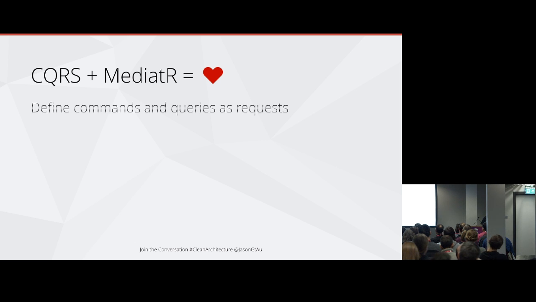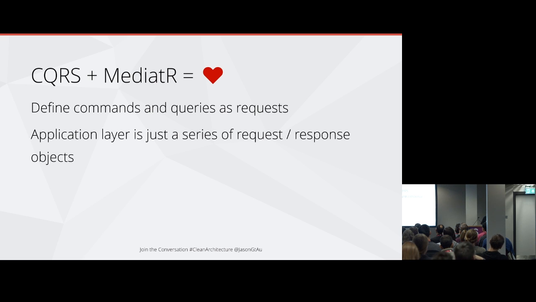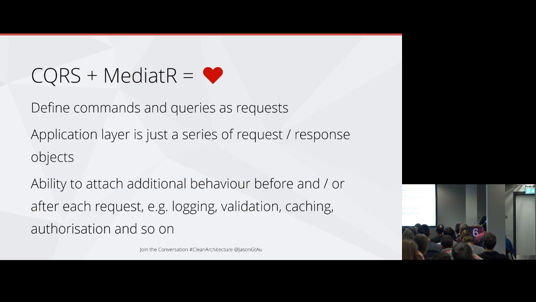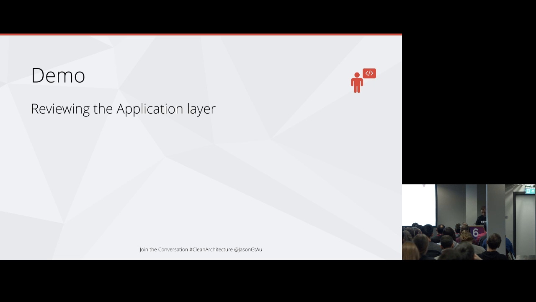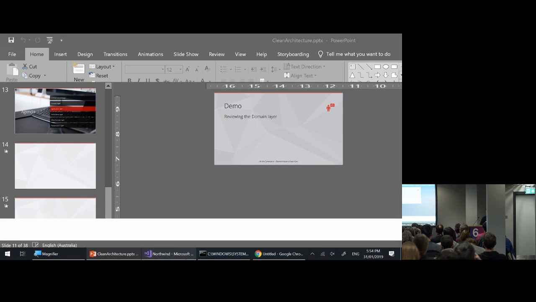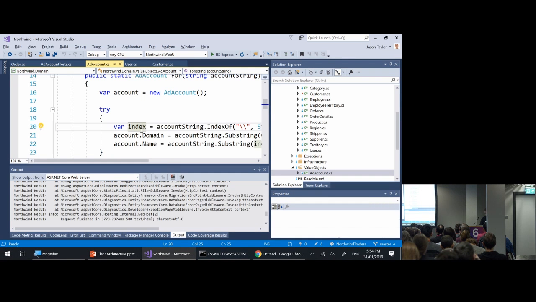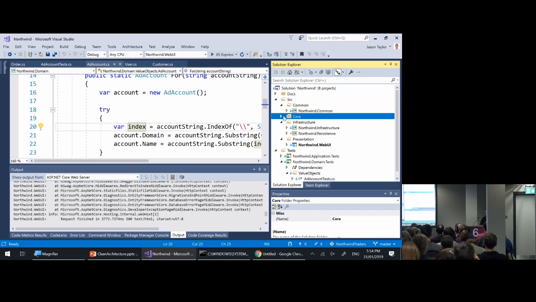So with Mediator, we define our commands and queries as requests. The application layer then just becomes a series of requests and response objects. And with that, we gain the ability to attach additional behavior, especially around cross-cutting concerns. So we can add logging, validation, and caching with Mediator. Let's have a look at the application layer. All right. So we'll start by looking at the customers folder, just so we can see a number of commands and queries.